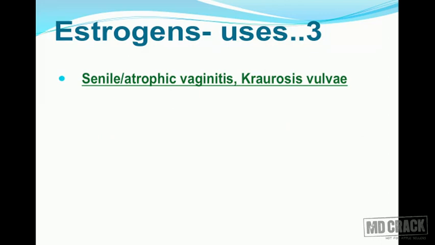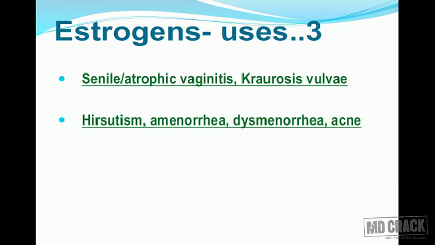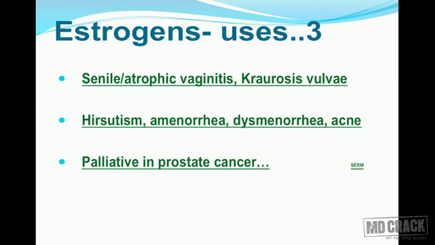So they are also used for senile atrophic vaginitis and kraurosis vulvae. They are useful to treat hirsutism, amenorrhea, dysmenorrhea, and acne, and they are useful as palliatives in prostate cancer. So these are some uses of estrogen.